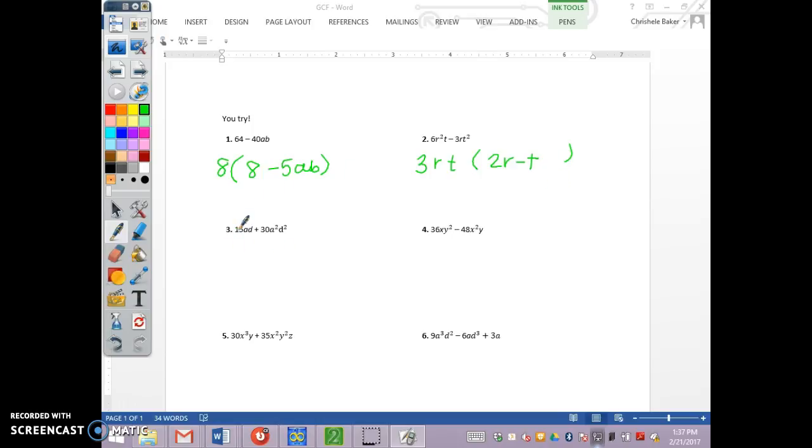What's common in 15 and 30? A 15, of course. ad and a squared d squared, just an a and a d. I took out everything, so 1 is left. 30 divided by 15 is 2. A squared divided by a is a, and d squared divided by d is just d. Again, you can always multiply this back through and do your distributive property, and you should get exactly what you started with.